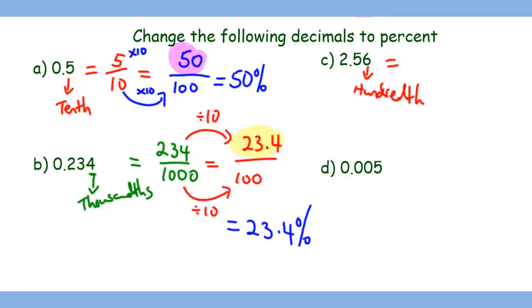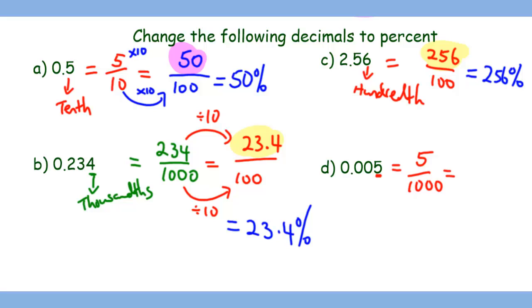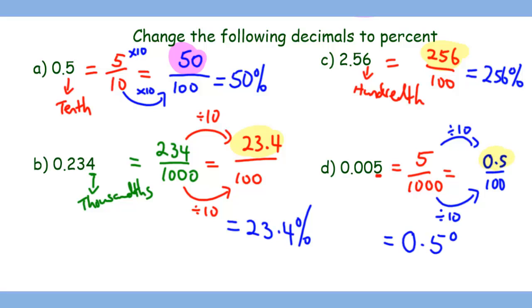In question C, we have 2 56/100. And that gives us 256 over 100. This is our numerator, which is also our percent. So we have 256%. The last one is thousandths again. So we have 5 over 1,000, and we need to convert that to 100 again by dividing by 10. That gives us 0.5 over 100, which in turn will be our percent in the numerator, so 0.5%.